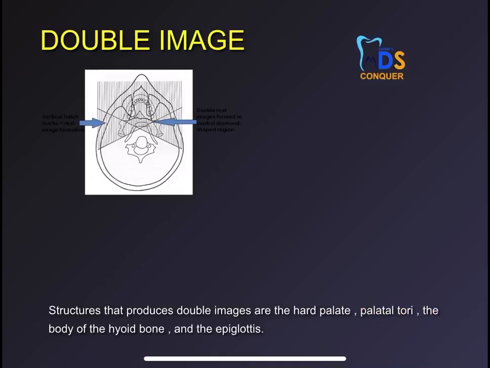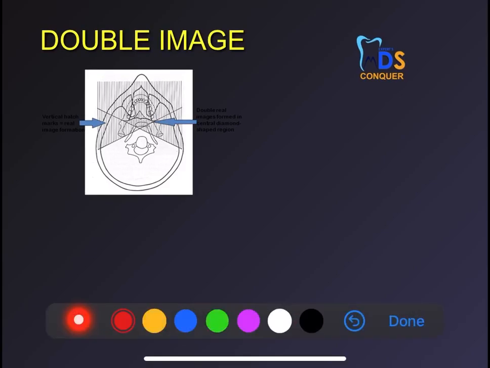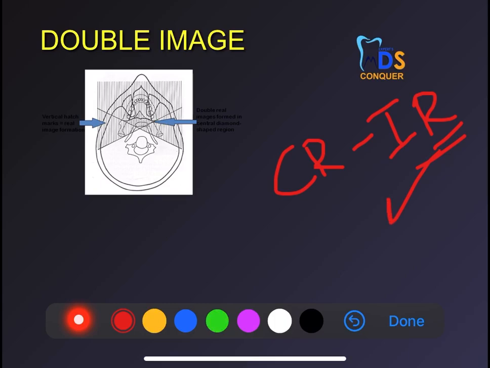So next, coming to the double images. There are actually three types of images that can be seen in an OPG image. Number one is a real image, number two is a ghost image, and number three is a double image. So what makes the difference between these three? Number one, as I said, real image. Those structures which fall between the center of rotation and the image receptor, right? So I repeat, those structures which fall between the center of rotation and the image receptor, those are the real images.